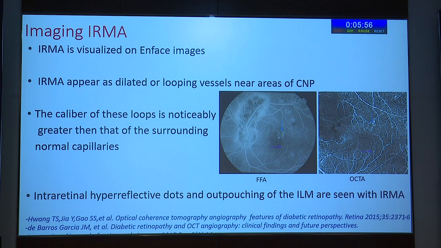Now coming to imaging of IRMA, IRMA is visualized very well on the NFAS images, and it appears as dilated or looping vessels, as you see in these images near the CNP areas. And how do you differentiate whether these are IRMAs or they are normal blood vessels? So these loops are going to have noticeably greater caliber than the surrounding normal capillaries. The caliber of the IRMA is going to be much more than the surrounding normal capillaries. And intraretinal hyperreflective dots and outpouchings of the ILM are also seen along with the IRMA.